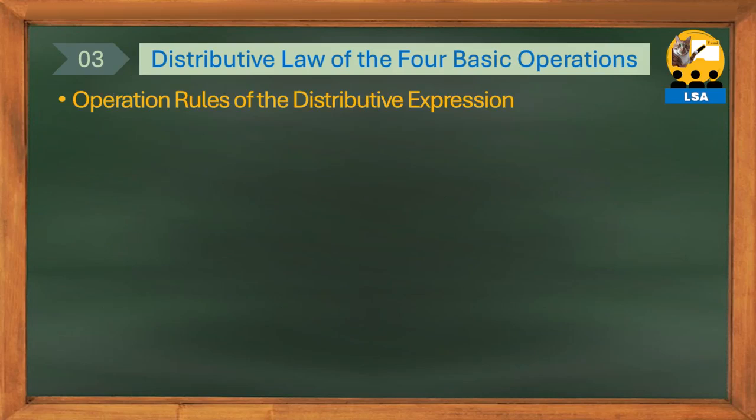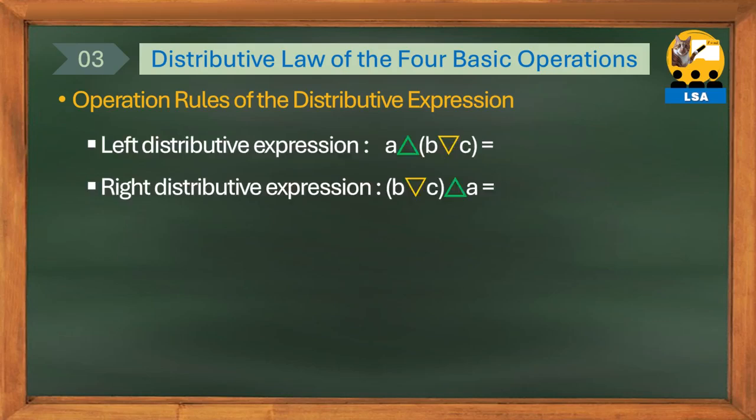This time, let's learn about the rules for operating on distributive expressions represented like this. We are given a left distributive expression and a right distributive expression where the first operation is the inverted triangle operation and the second operation is the triangle operation. The operation of a distributive expression first operates the second operation with each number that has undergone the first operation. Applying this rule to the left distributive expression, we perform the triangle operation on A and B, and also on A and C. Then we execute the first operation, the inverted triangle operation, on the results of the 2 operations.